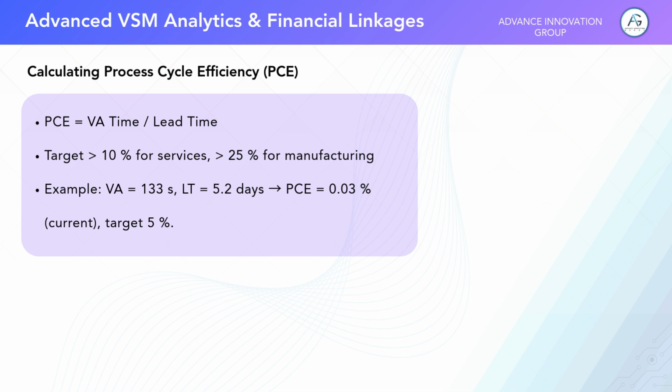Let's look at how to calculate Process Cycle Efficiency (PCE), a key lean metric that shows how much of the total process time actually adds value. The formula is simple. PCE equals value-added time divided by lead time. For effective processes, PCE should be above 10% for services and above 25% for manufacturing. In our example, with 133 seconds of value-added time and a lead time of 5.2 days, the PCE is just 0.03%, far below target, signaling huge potential for improvement toward a goal of 5% or more.